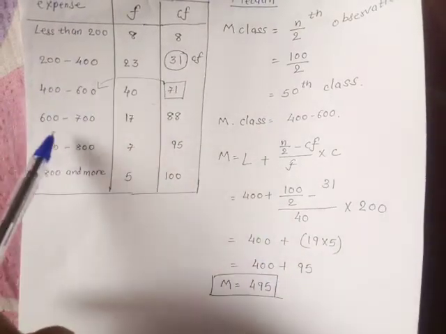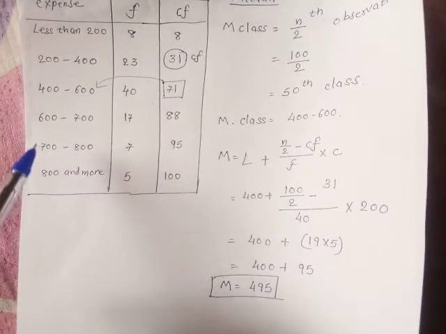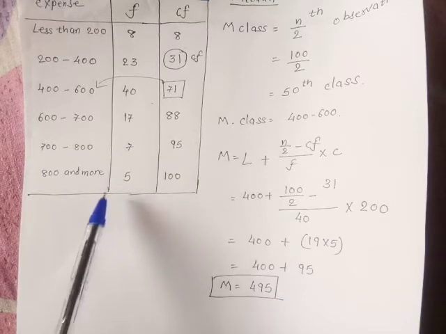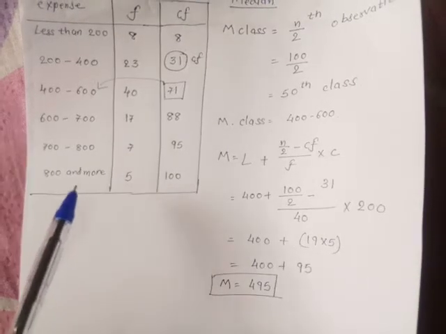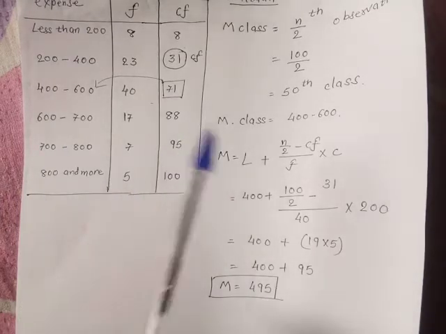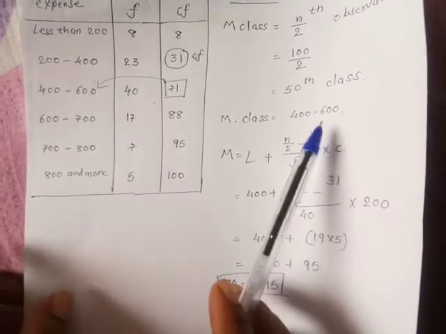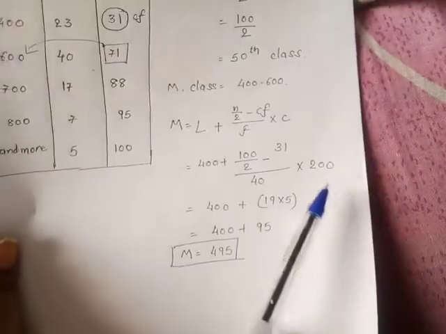Now simplify this. So it comes 95. So 400 plus 95, that is our median. So median is equal to 495, right? So this is how you can calculate median. Now calculate median by applying the same method for sum number 4 also, right?